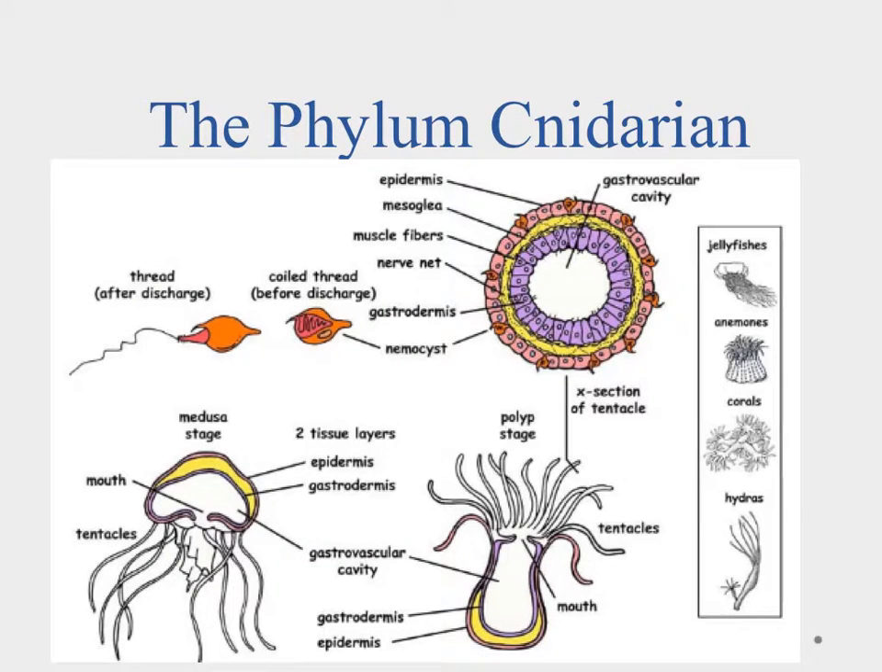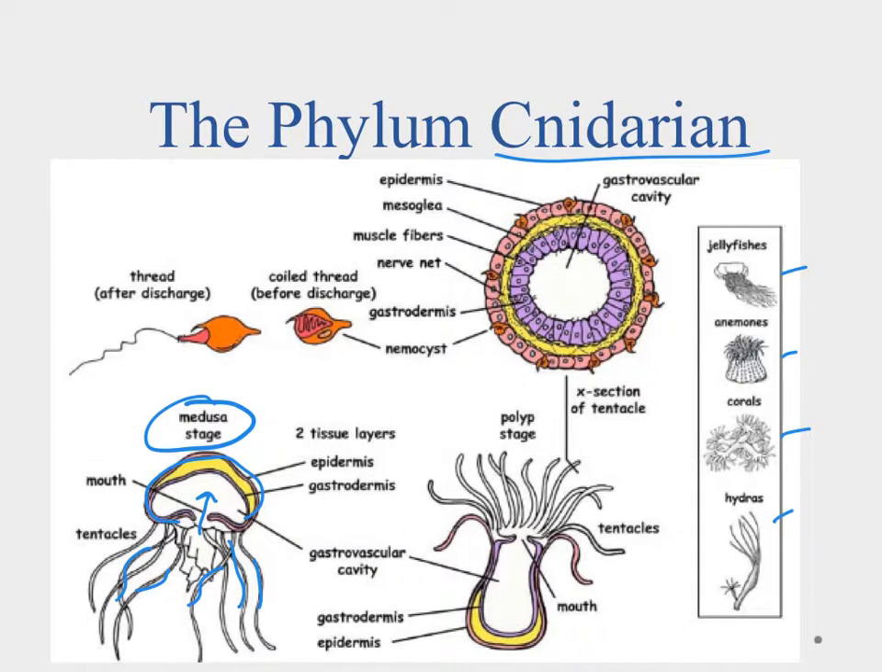Okay, the next phylum is the cnidarians. And the cnidarians are made up of our jellyfish, our sea anemones, our corals, and our hydras. And there's a lot of interesting things about the cnidarians. They have 2 different stages of life. They have a medusa stage, which is kind of like what we see in a jellyfish, where they'll have a mouth that leads into a central cavity here. They'll have 2 tissue layers here, and then they have these tentacles, and they'll swim around. They're mobile animals in the medusa stage.